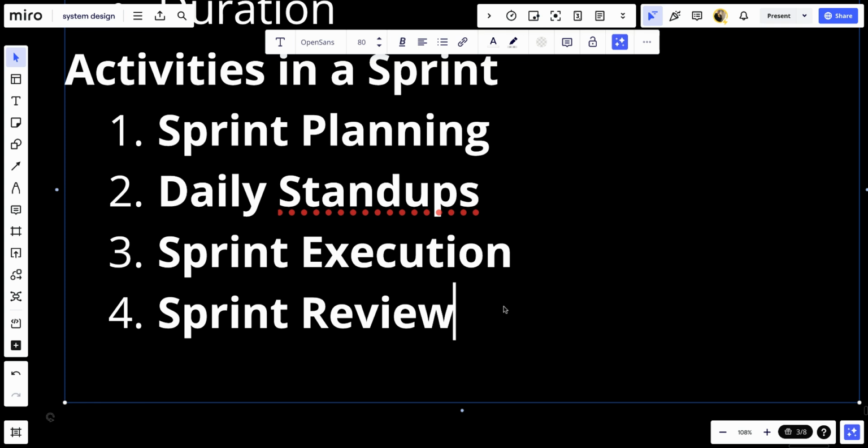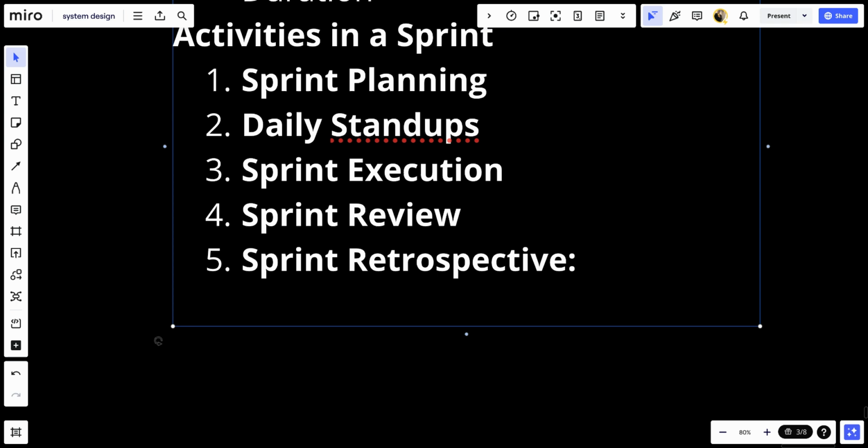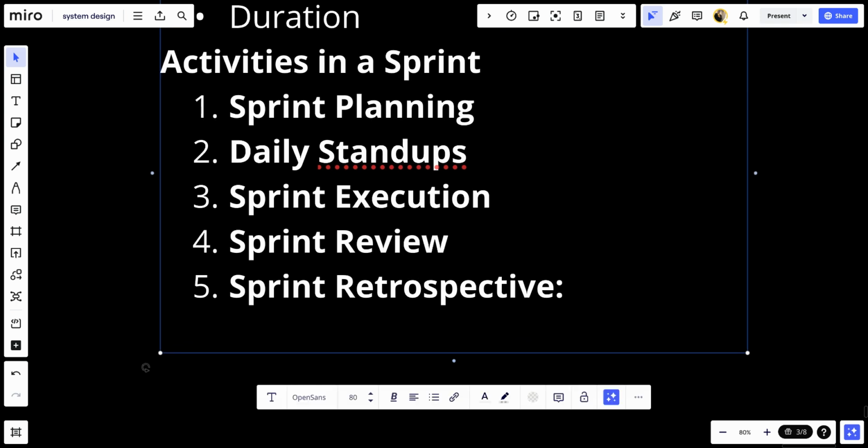Number five, sprint retrospective. Following the sprint review, the team conducts a retrospective to reflect on the sprint and identify areas for improvement. The goal is to enhance processes and performance in future sprints.